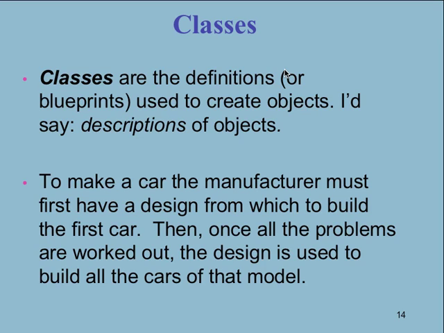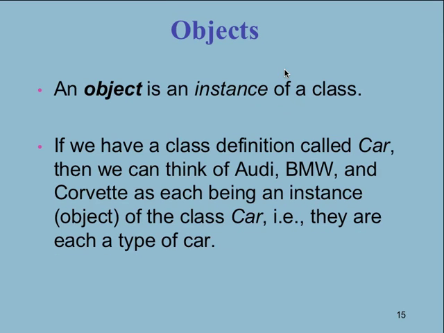So to make a car, a manufacturer must have a design for which to build the first car. And then once they build the first car, you can build subsequent cars from that design or that model. We would first create an object, call it a car, which is going to be an instance of this particular class. So we have a class definition called a car. In this particular example, we're going to use Audi, BMW, and Corvette. It's the different types of cars.